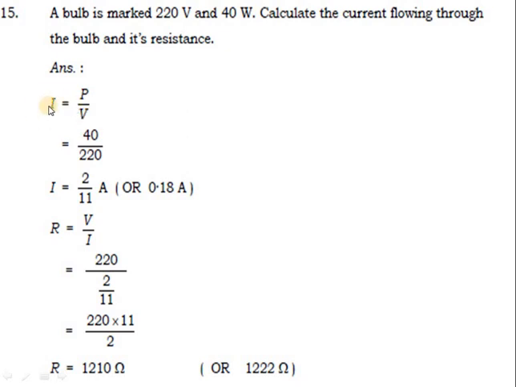To calculate current, I is equal to P by V. So power is 40 watt and voltage is 220 volt. 40 by 220, almost you will get 2 by 11. To calculate the resistance, according to Ohm's law, V is equal to IR or R is equal to V by I. If you equate and calculate, then you will get the value of R is 1210 ohm.